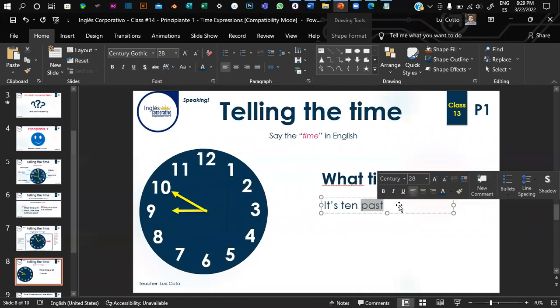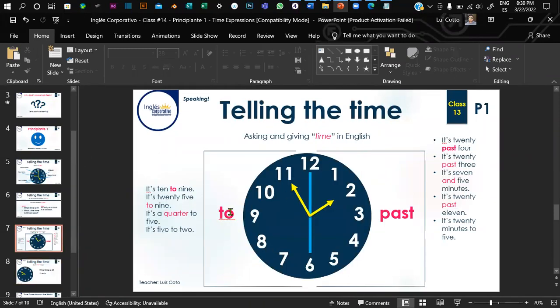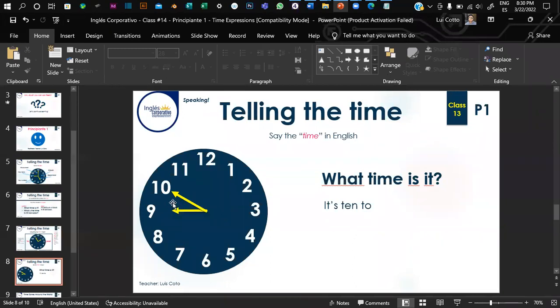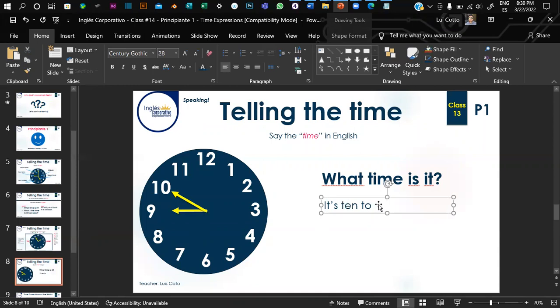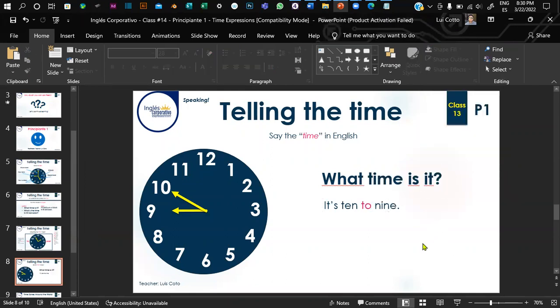It's 2. 2, correct. What is the middle? In which half is it? ¿En qué mitad está? In the middle of 2 or in the middle of the past? Look at the arrows. Look at the minute hand and the hour. Yes. Okay, it's 10 to 9. Correct. That's it. Okay. That is correct. Excellent.